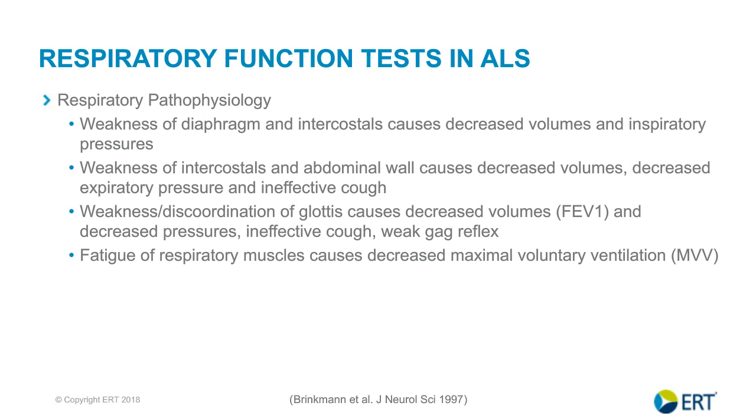There's also involvement of the glottis, which is nothing else but an apparatus of muscles. Again, this weakness or discoordination leads to decreased forced volumes like the FEV1, but also decreased ventilatory pressures, and contributes to ineffective cough reflex and also to weak gag reflex. In the end, all these factors together cause a decrease in the maximum voluntary ventilation, which is also a parameter that can be relatively easily measured in patients.